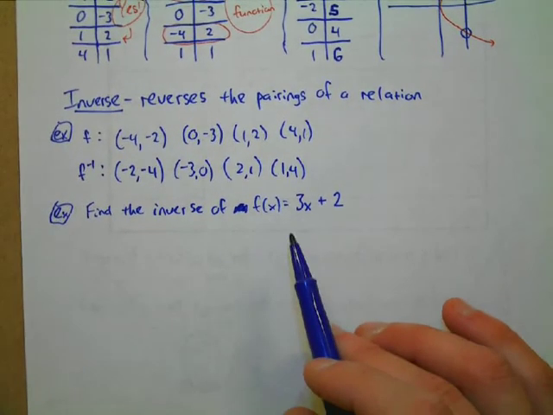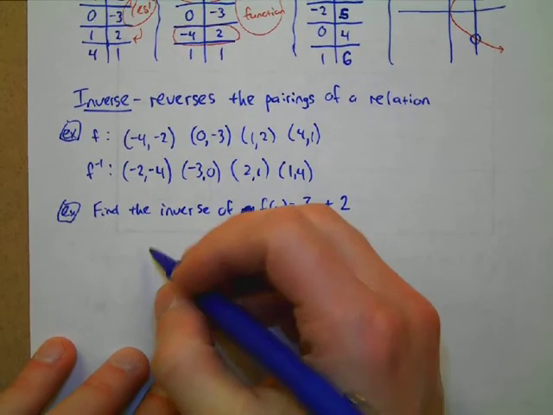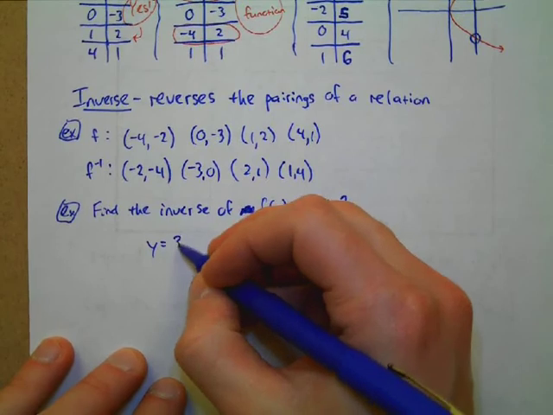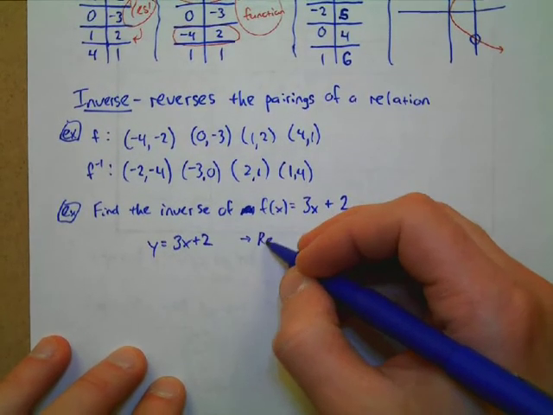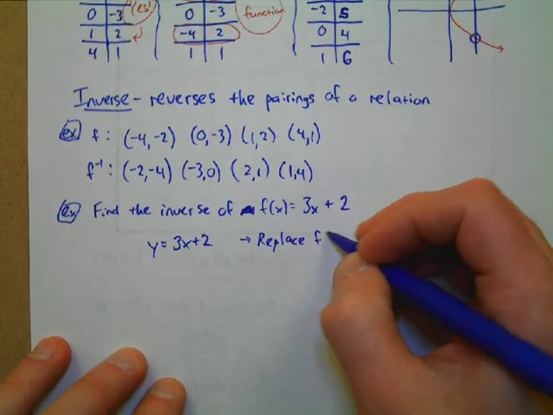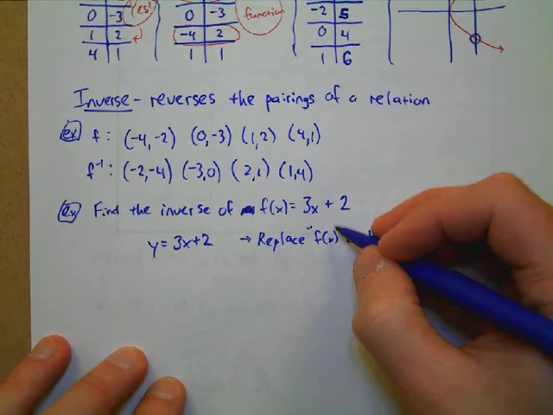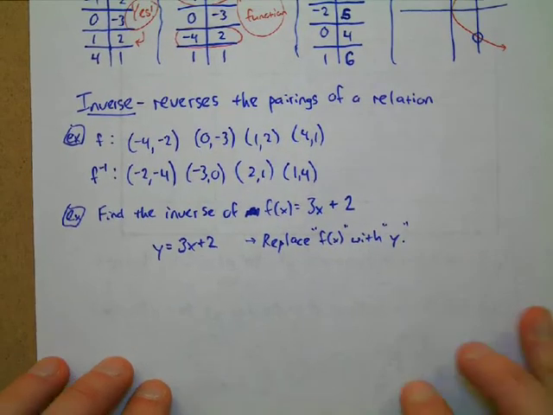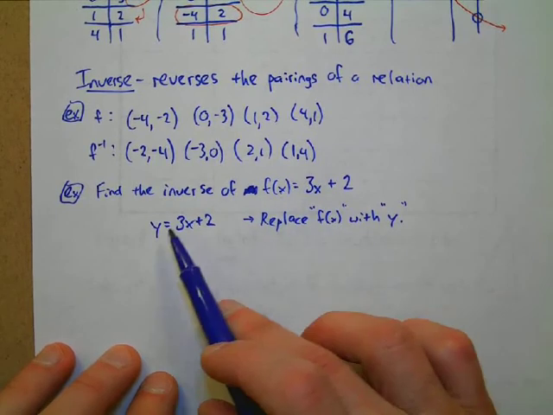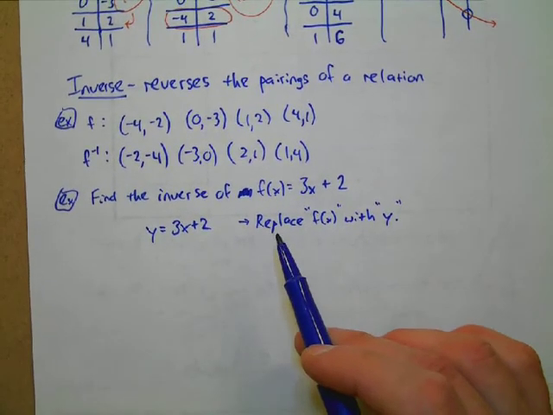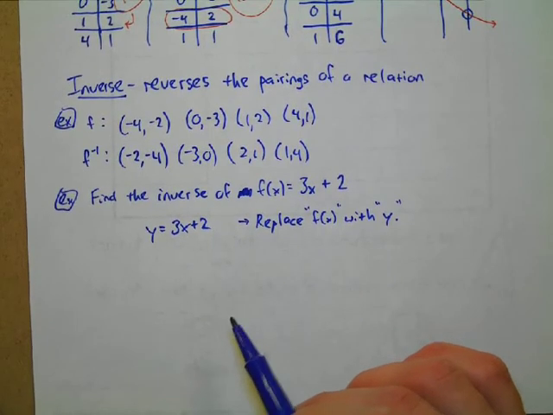Okay? So here are the directions we're going to do. We're going to make it y equals 3x plus 2. So we're going to replace f of x with y. You see there, I had f of x equals 3x plus 2, and I just make it y equals 3x plus 2. It's in slope-intercept form. Yep, exactly right. It's a line, okay? But we're going to find the inverse of this line.